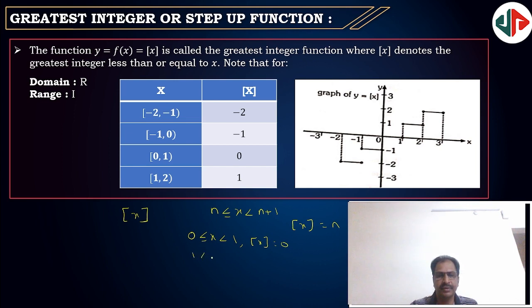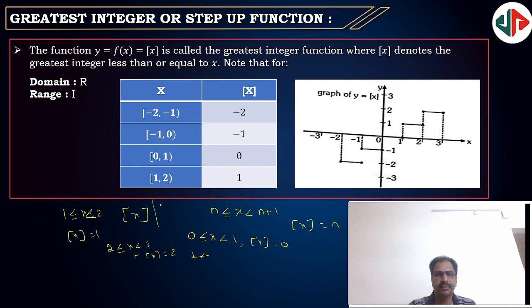If x lies between 1 and 2, including 1, excluding 2, then as per the definition, step x will be 1. When x lies between 2 and 3, including 2 and excluding 3, as per the definition, step x will be 2. So the graph of step x will be as shown above. It looks like steps and hence the function is known as step function.